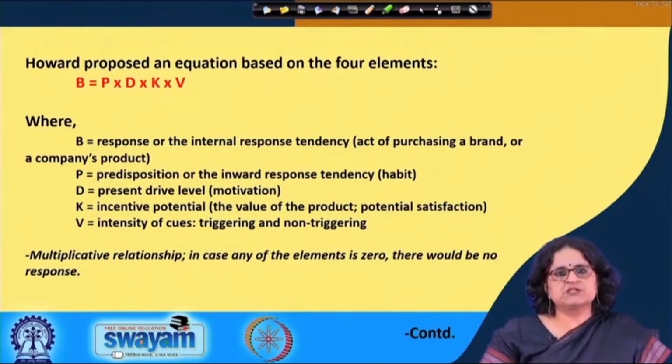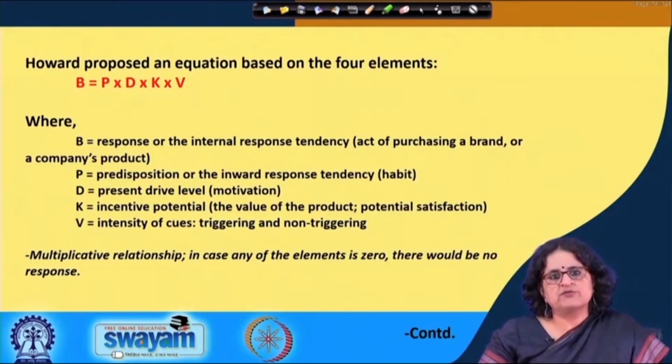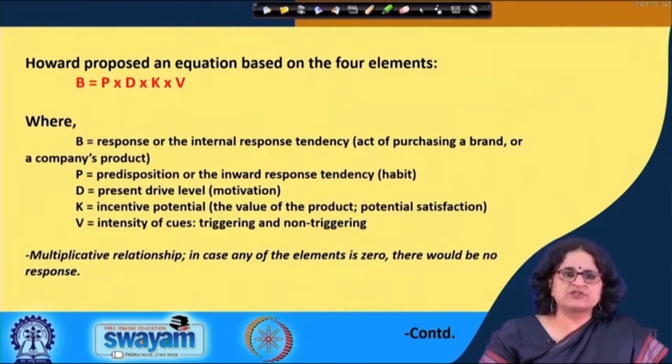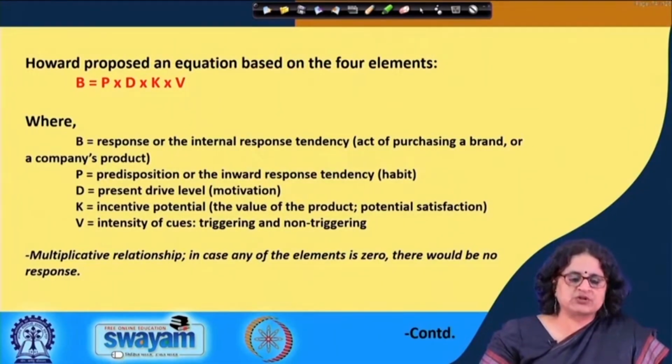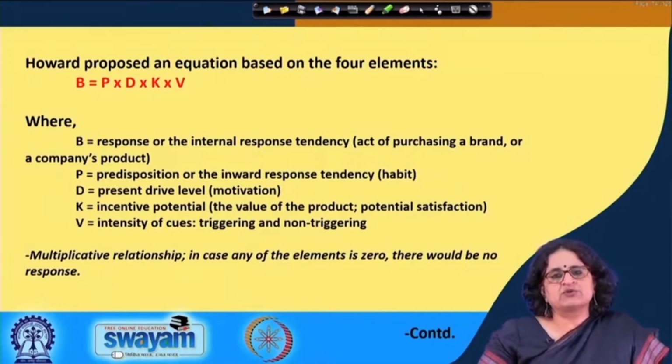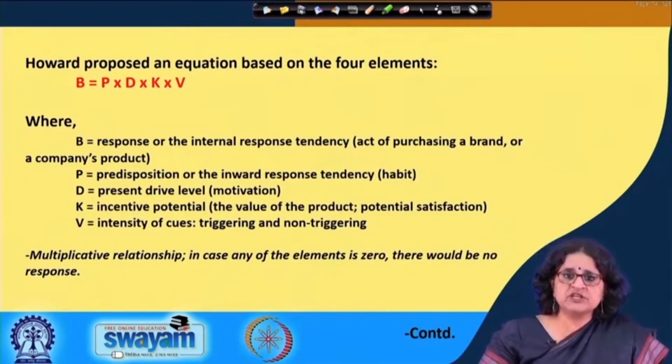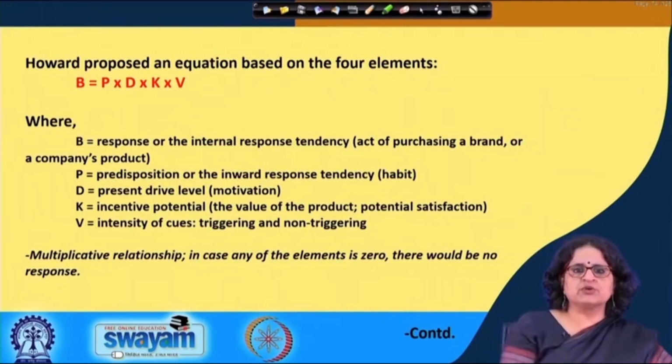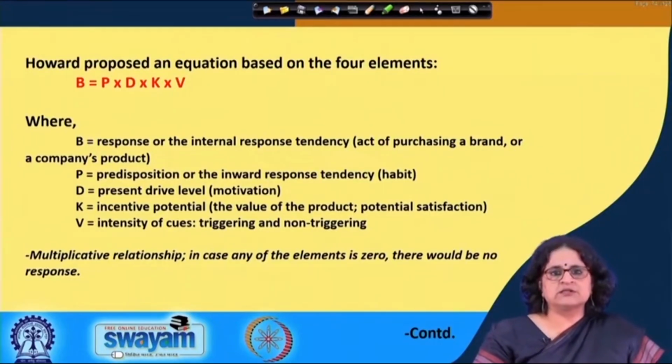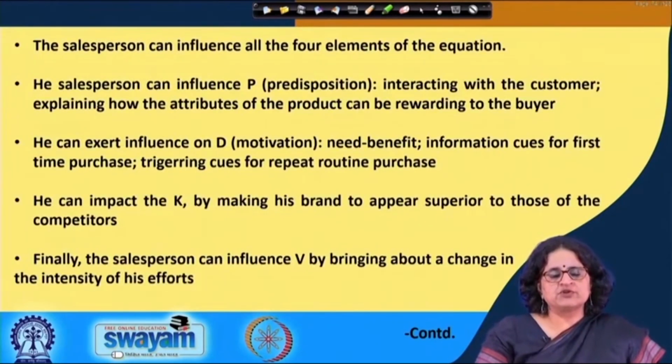Now the salesperson has a very vital role to influence P, D, K and V. The salesperson can influence the predisposition or the inward response tendency. He can influence the present drive level or the motivation. He can influence the incentive potential or the value of the product in terms of the potential satisfaction that a customer is seeking. He can also give strength to the cues, whether they are triggering cues or non-triggering cues. So in this way the salesperson can influence all the elements.